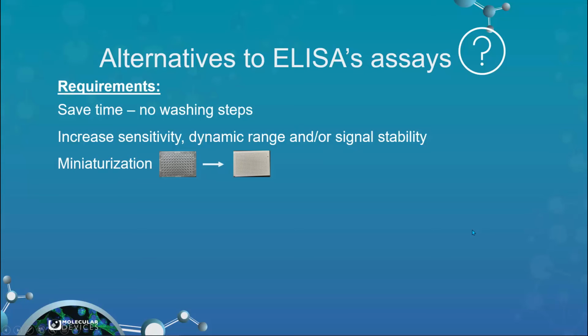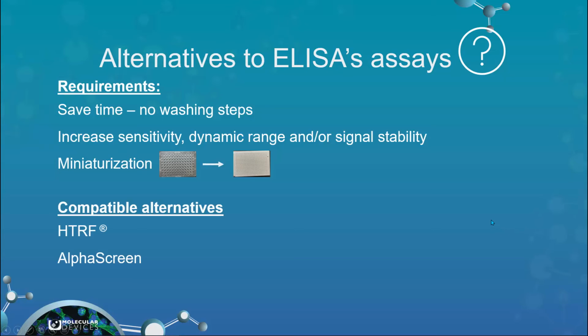So now the question to ask is whether we have other types of immunoassays which can be an alternative to ELISA assays, improving the sensitivity and dynamic range. Also, where no washing steps are required, increasing the signal stability and the possibility of changing to 384 well plates, increasing the throughput. This alternative can be HTRF and alpha technology. Despite their fancy names, and that you might not be familiar with them, they are fluorescence and luminescence-based technologies.